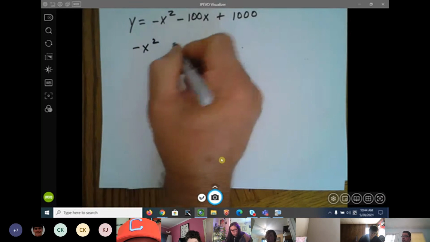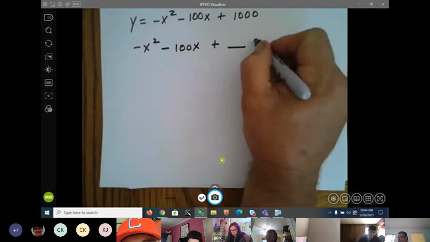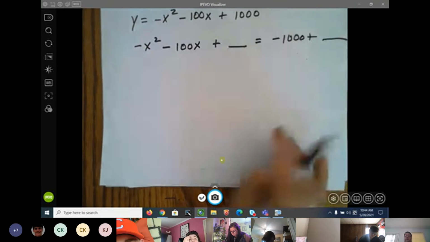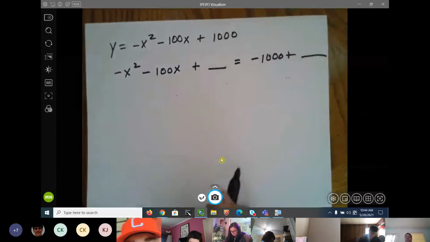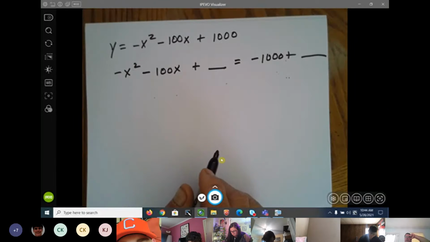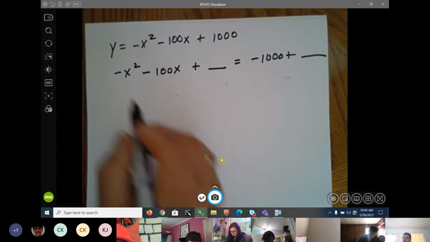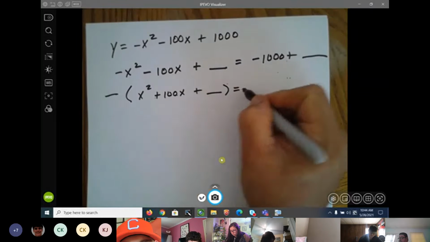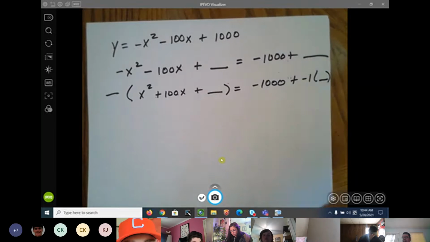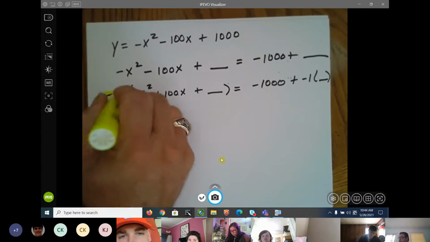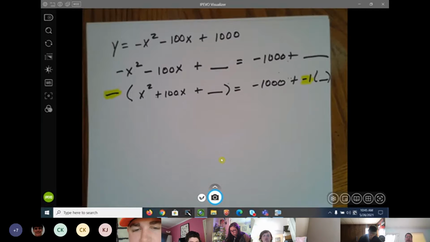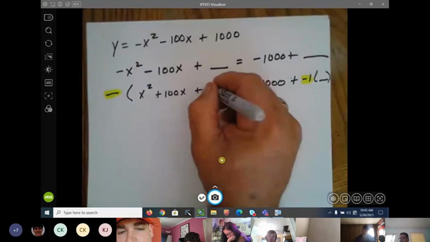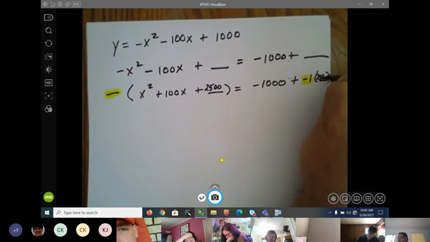So negative x squared minus 100x plus blank is equal to negative 1,000 plus blank. Now, factor out the negative. And that's going to be x squared plus 100x plus blank is equal to negative 1,000 plus a negative 1 times blank. And remember, whatever you factor out, you have to multiply by the right side blank. What's half of 100? 50. And what's 50 squared? 2,500, Hubert. Thank you, class.